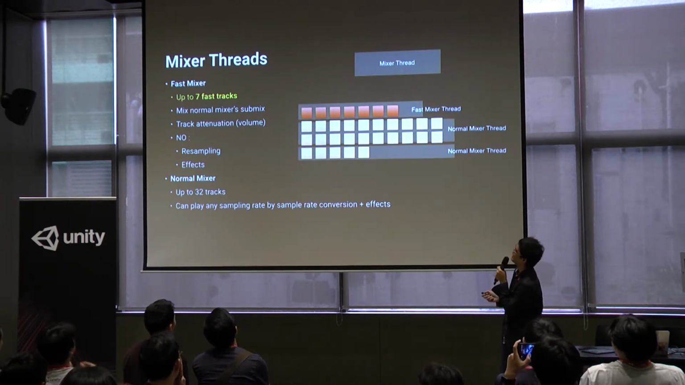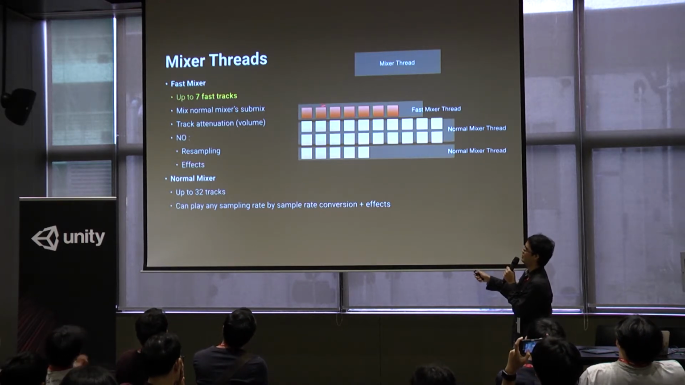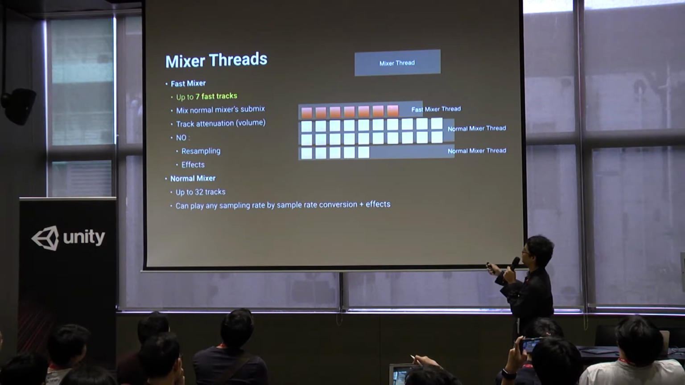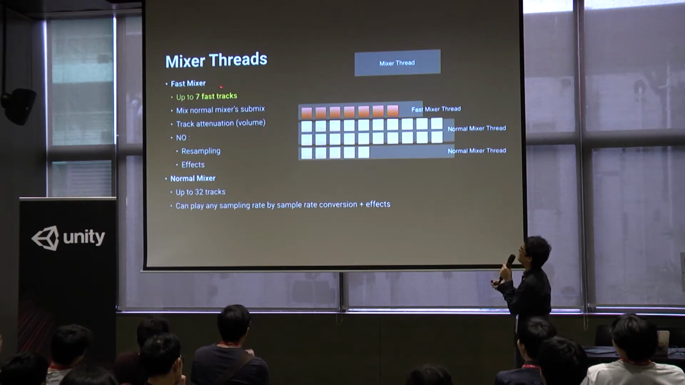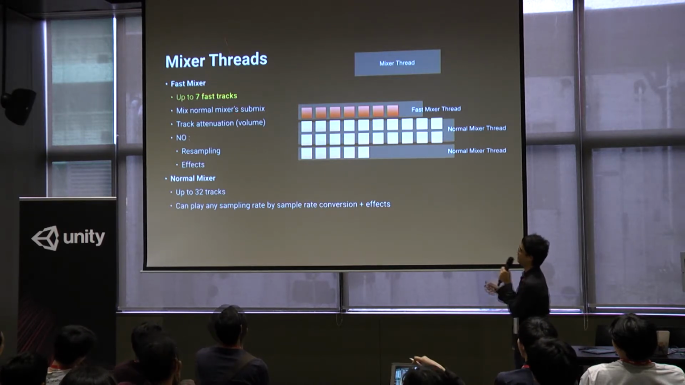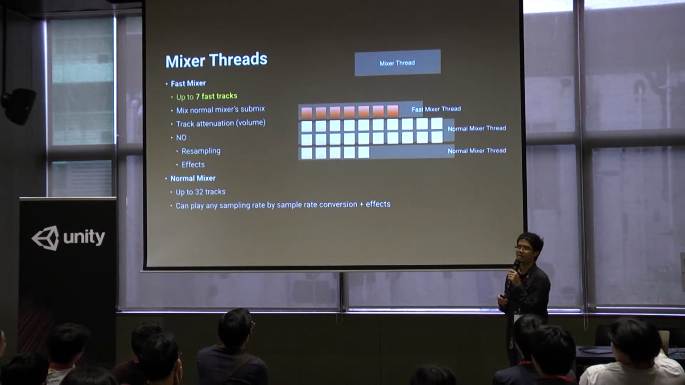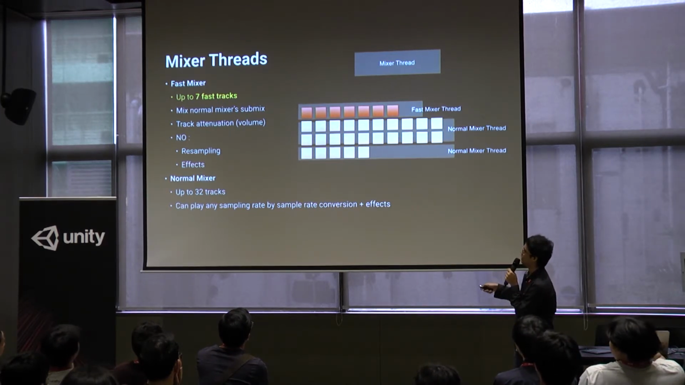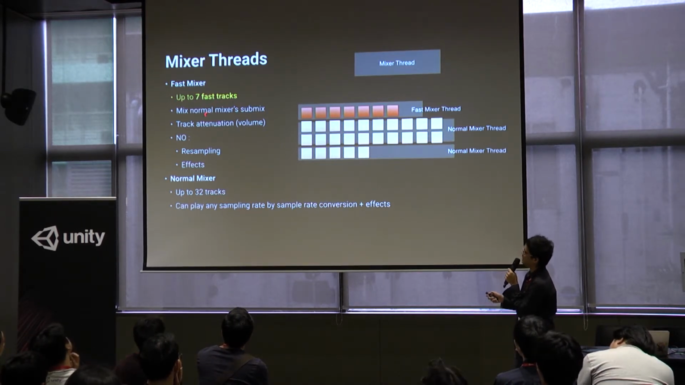Only 7 fast tracks. Notice that we are talking about the mixer thread, which is this gray box. So the fast mixer can hold up to 7 fast tracks, and the 7 fast tracks are shared by the whole phone. But if you count the normal tracks also, you can go up to 32 tracks. And in the fast track, you cannot resample.